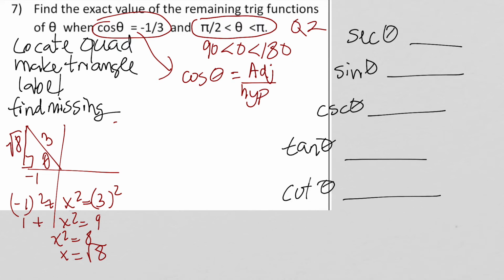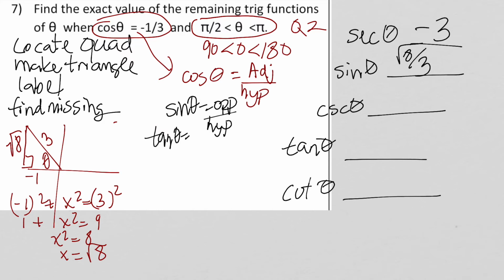So the first one that I put there is secant, which is the reciprocal of cosine. So all I'm doing is flipping -1/3, which would be -3. Sine, if I look at the triangle, sine of an angle is opposite over hypotenuse. So the opposite side is √8. The hypotenuse is 3. Let's go to tangent real quick. So we get that one done. Tangent is opposite divided by adjacent. So opposite is √8 divided by -1.